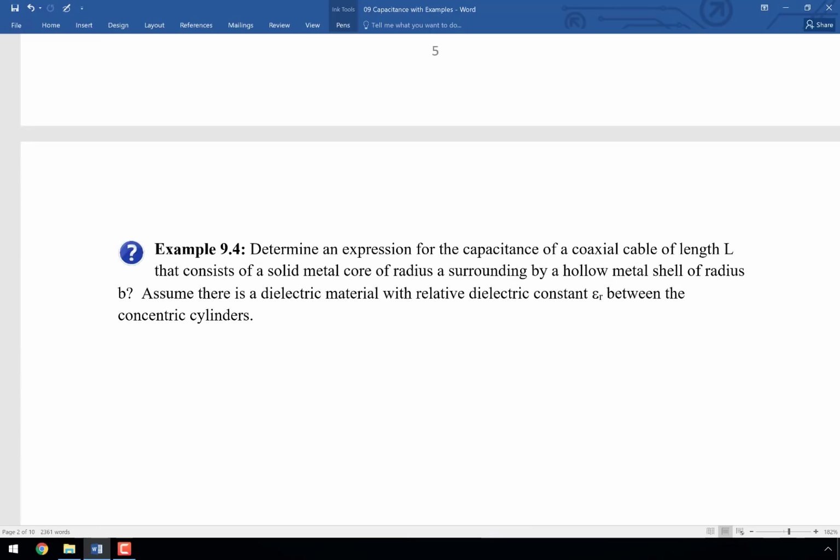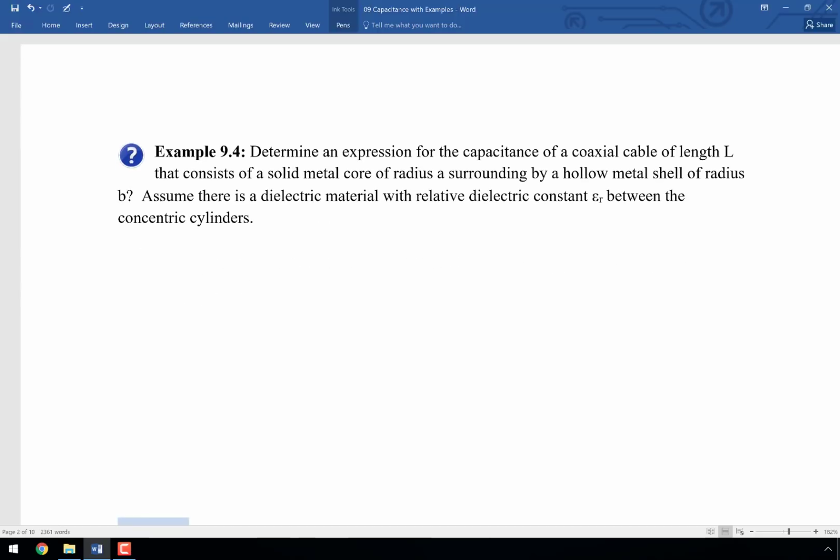Now let's talk a little bit about the capacitance of a coaxial cable. This one's actually going to make a bigger difference. When we start to talk about transmission lines, we're going to find that the capacitance and inductance of a coaxial cable impacts how quickly we can send signals over that coaxial cable, and that can have a big impact on things like digital communications, sending signals over coaxial cables. So let's first of all consider we've got an expression for the capacitance of a coaxial cable of length L that consists of a solid metal core of radius A surrounded by a hollow metal shell of radius B.